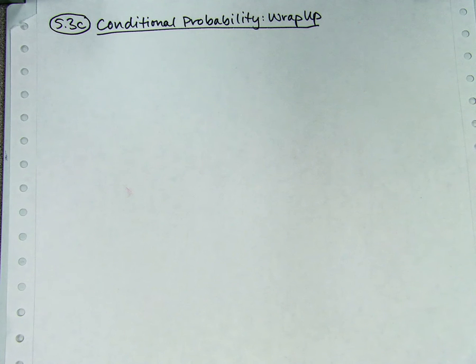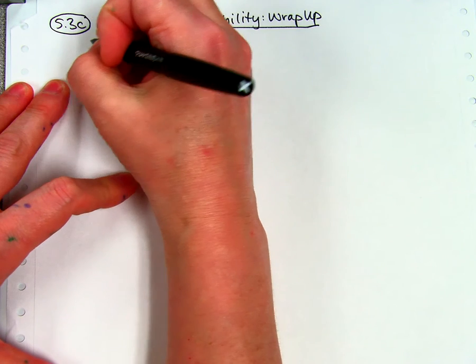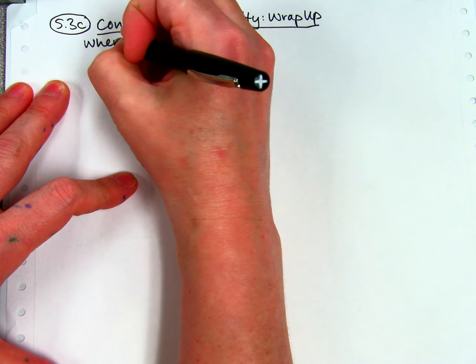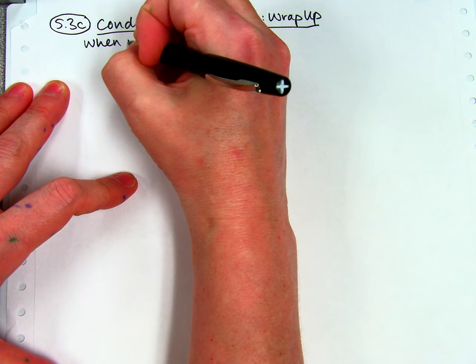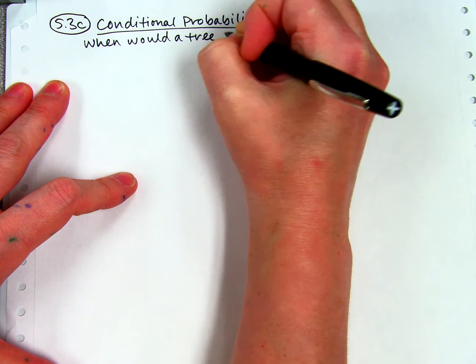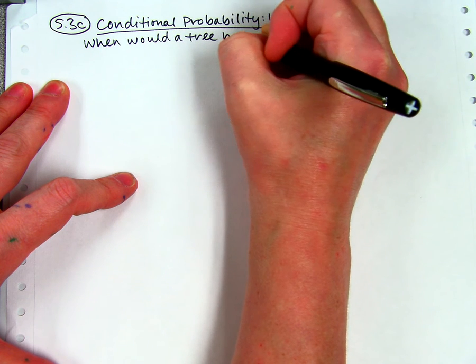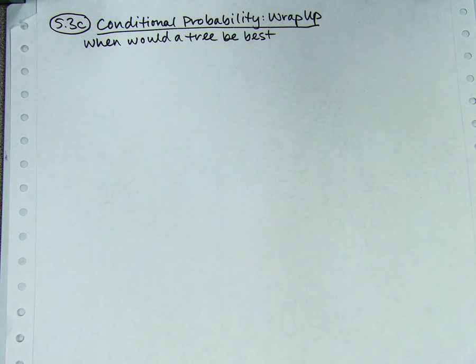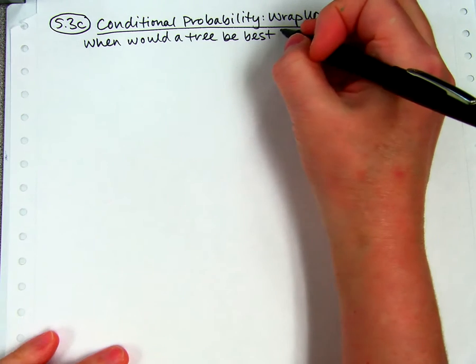Hello stats class, here's lesson 5.3c, and it's actually just picking up where 5.3b left off with talking about when would we want to use that multiplication rule and when would we want to use a tree. When would a tree be best? And the example I'm going to do today, I'm going to do all three ways of organizing it just to show you, but first I'll talk about when would you want to use a tree.